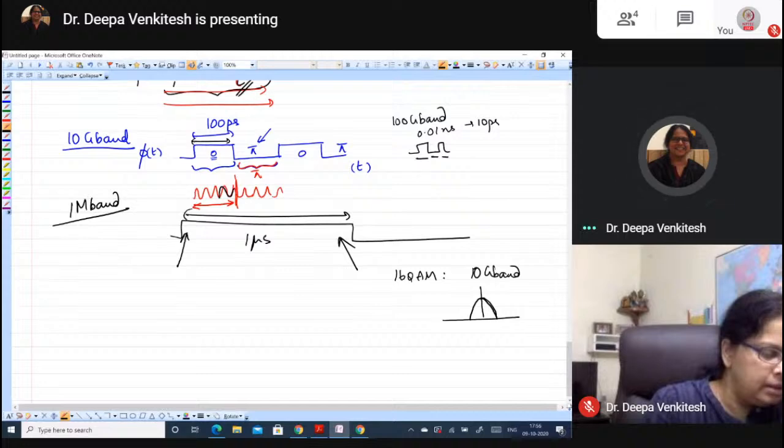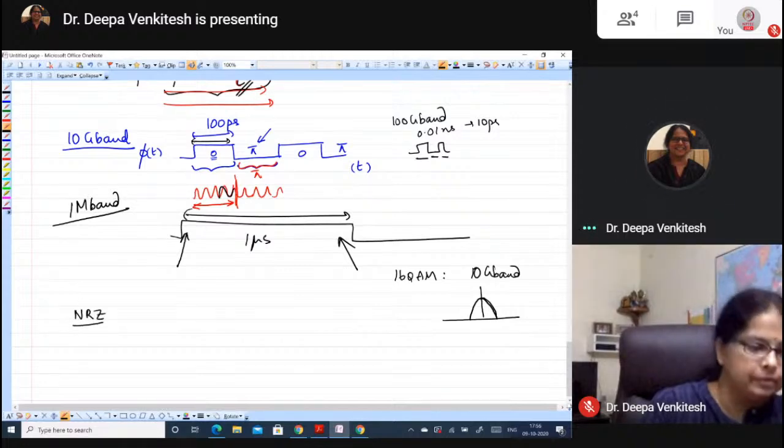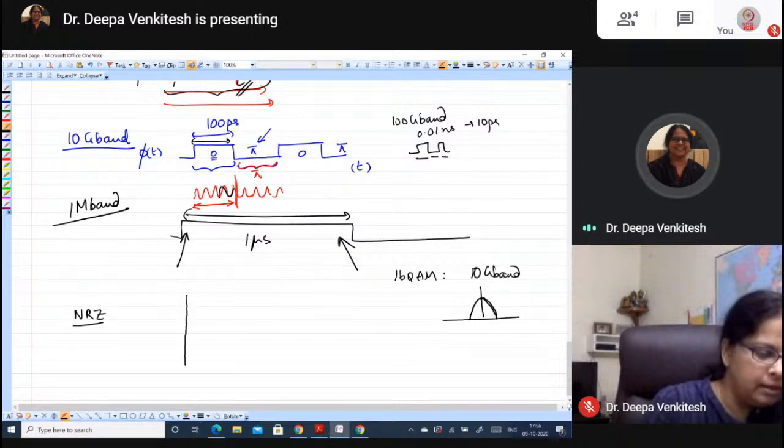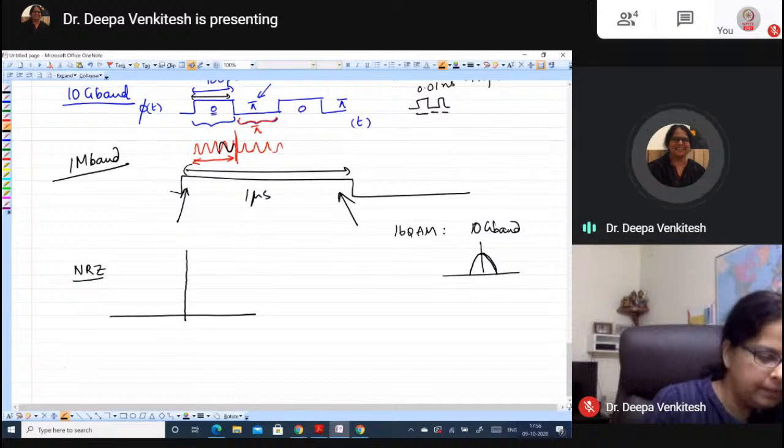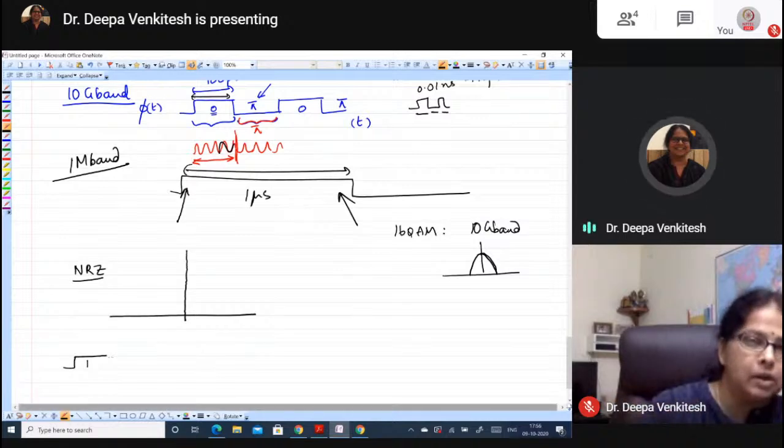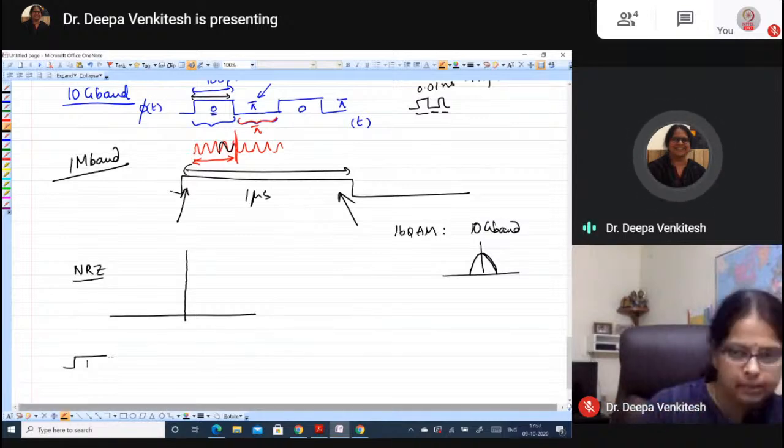So let's take non-return to zero, NRZ. That's the pulse shape, which means that in my 16 QAM, I'm maintaining this condition that 1 remains 1 until the next 0 occurs. So I'm not doing any shaping in the time domain.